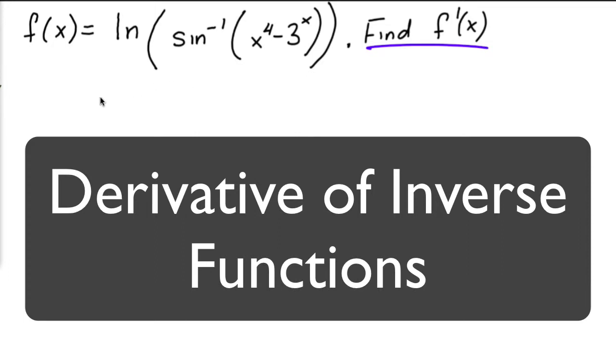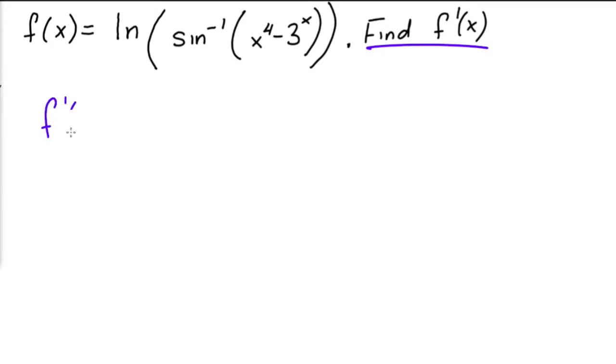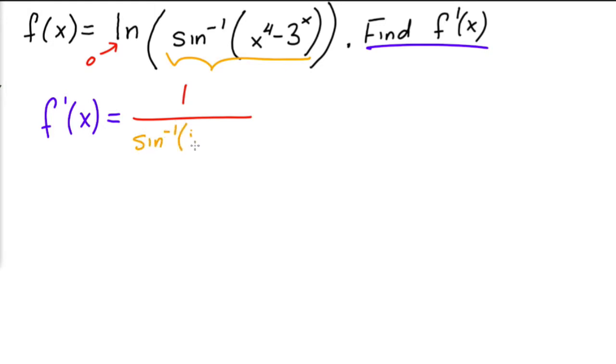Okay, so here we have another chain rule situation. To get the derivative of this guy, we've got the outside function, which is natural log, and then we've got the inside function, which is all of this stuff right here. So the derivative of the outside is 1 over, leave the inside alone, so inverse sine of x to the fourth minus 3 to the x is going to be left alone. And then times, then you have another chain rule.